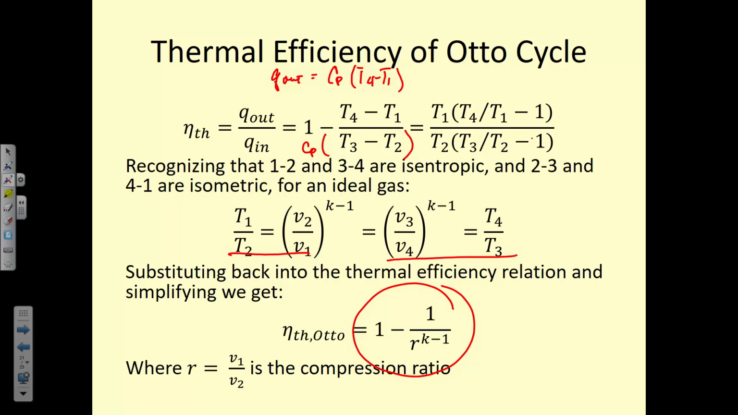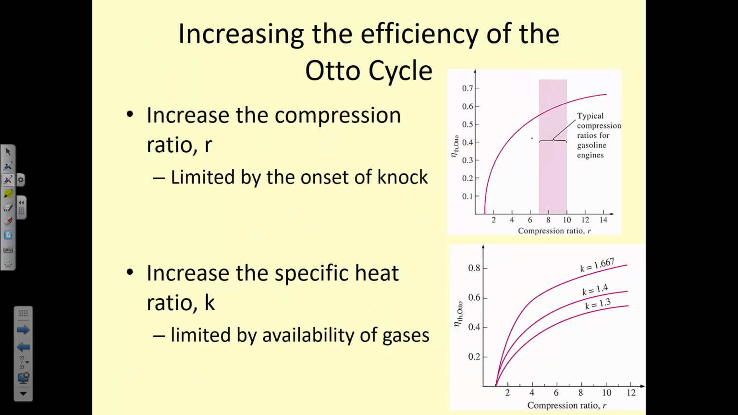So if the working fluid is air, k is equal to 1.4. And depending on our compression ratio, V1 over V2, we can determine how efficient our cycle will be. So higher compression ratios will mean higher efficiency, but higher compression ratios also lead to auto ignition, so we have to be careful about that.